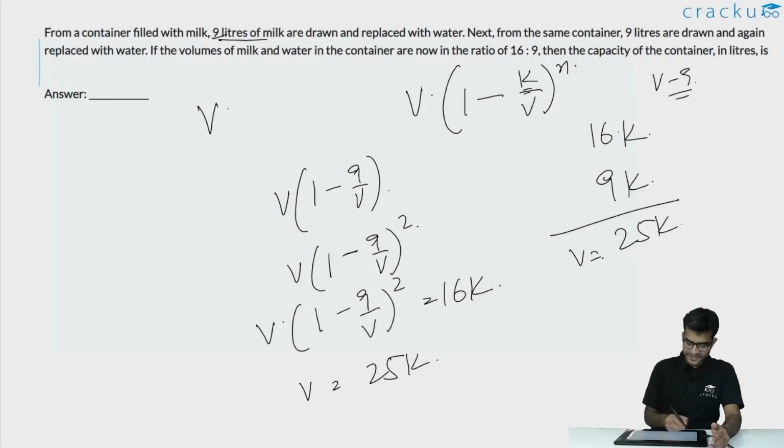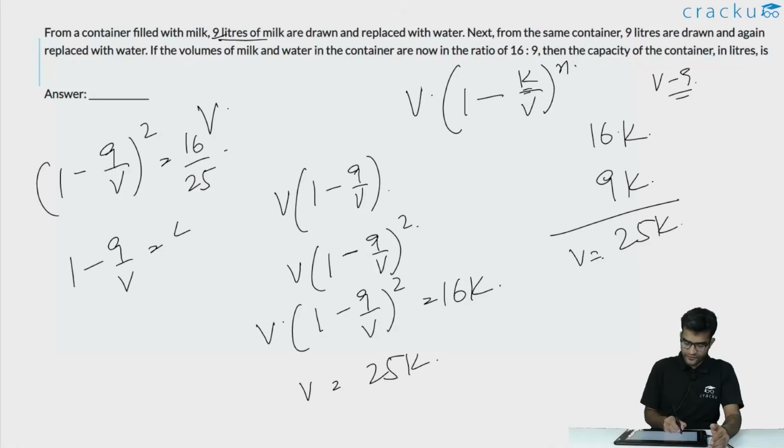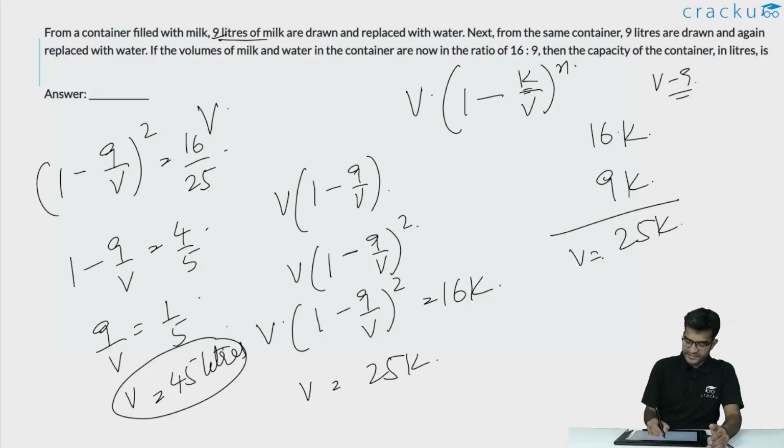So this would tell us that (1 minus 9 by V) whole square will be equal to 16 by 25. Or the value of 1 minus 9 by V is equal to 4 by 5. Or the value of 9 by V is equal to 1 by 5. Or the value of V is equal to 45 liters. So the correct answer, that is the capacity of the container, is 45 liters.